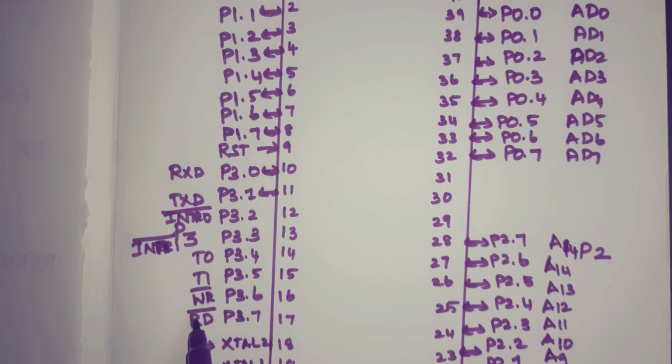The last 2 pins indicate whether your microcontroller reads data from the memory or writes data into the memory. If write is enabled, then the microcontroller writes the data into the external memory. If read is enabled, then the microcontroller reads the content from the external memory. These 2 are active low inputs.